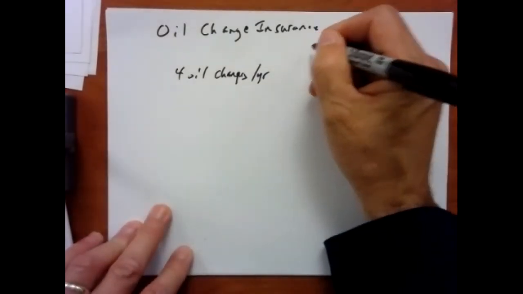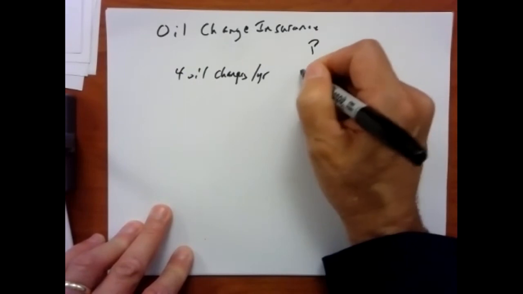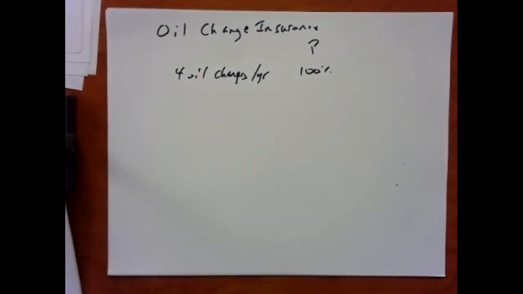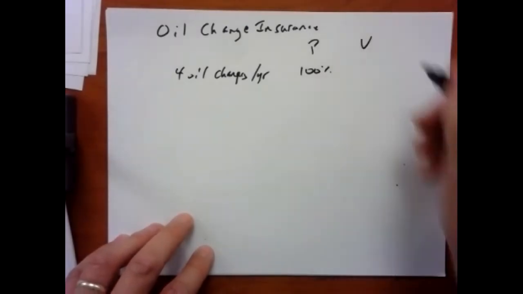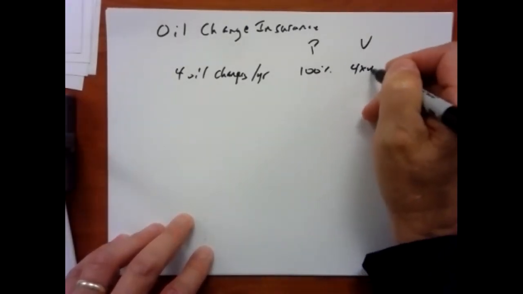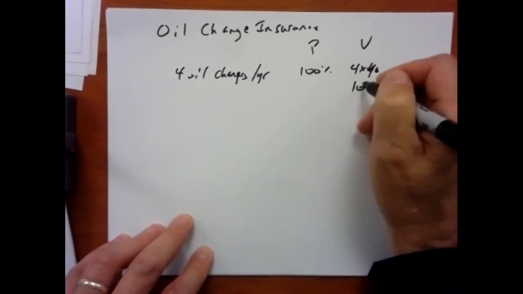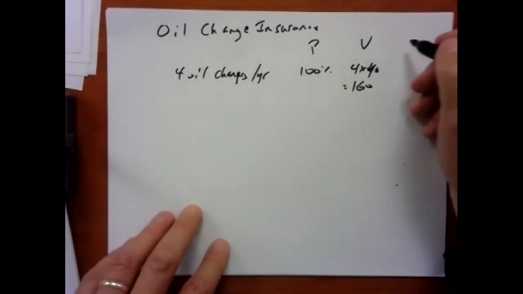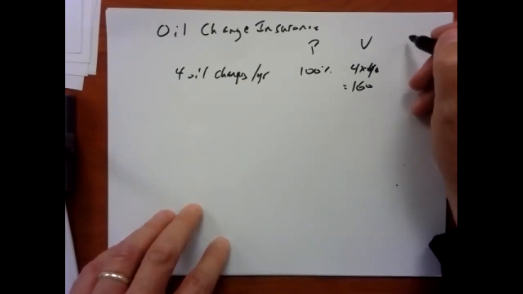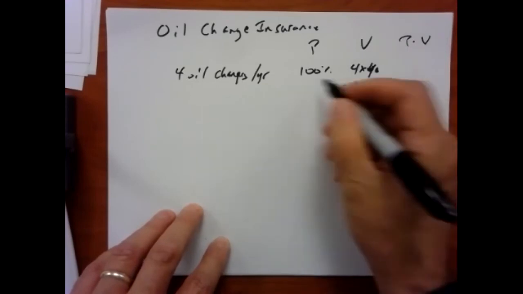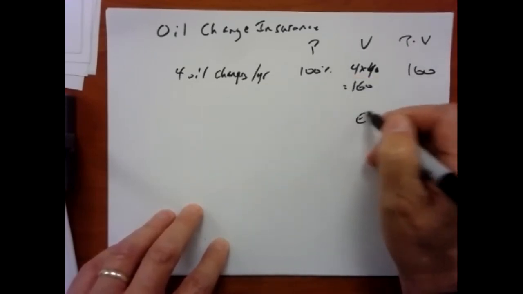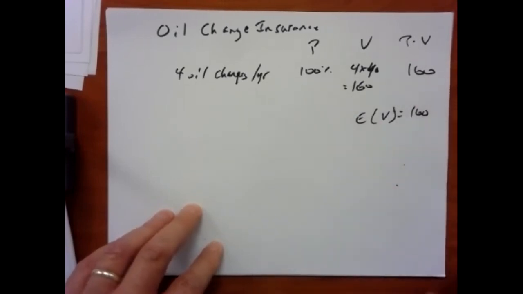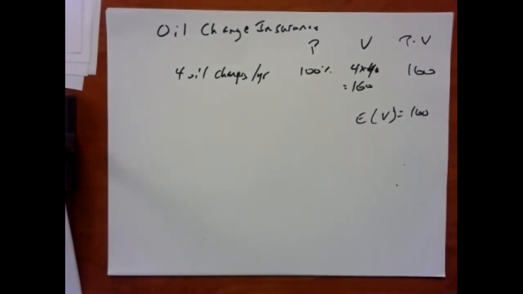And so my probability is 100% that you're going to use it. And my expected cost is going to be 4 times, let's say $40, or 160, right? And so there is no other state. And so my P times V is 100% times 160, or 160. My EV is 160. So my expected loss from insuring you is 160. Will you buy the oil change insurance from me?